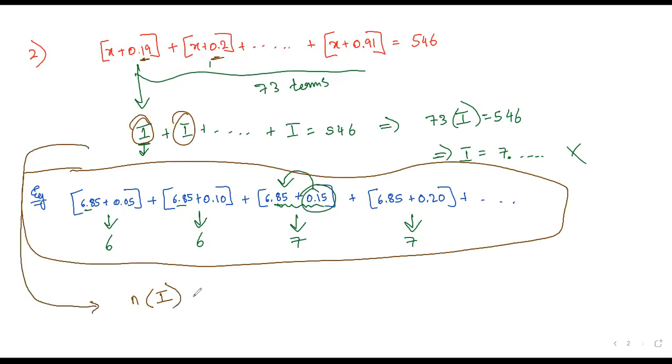Then we can write this as n times I. Then the remaining 73 minus n terms will give an output of I plus 1. And adding both of them, we have to get 546.